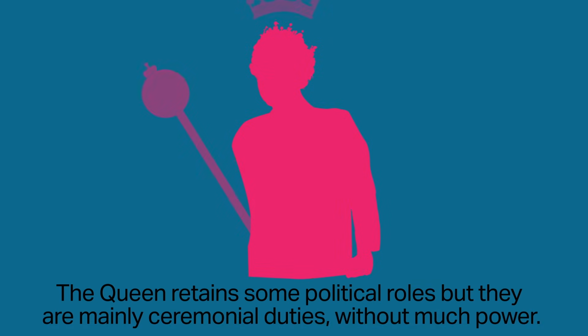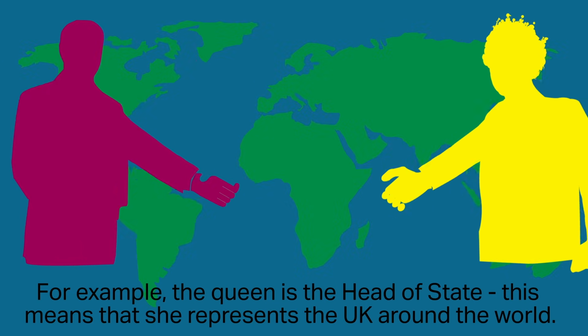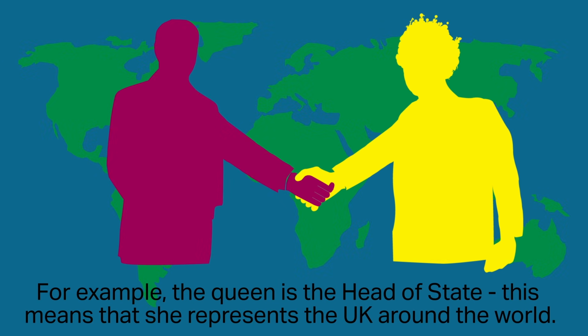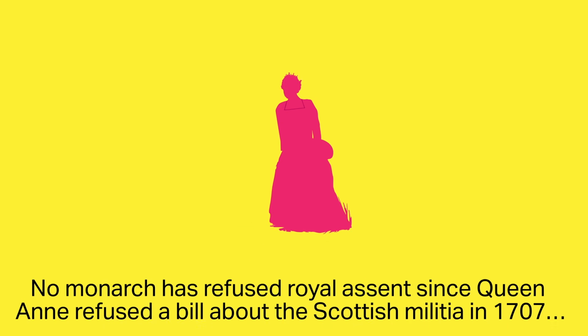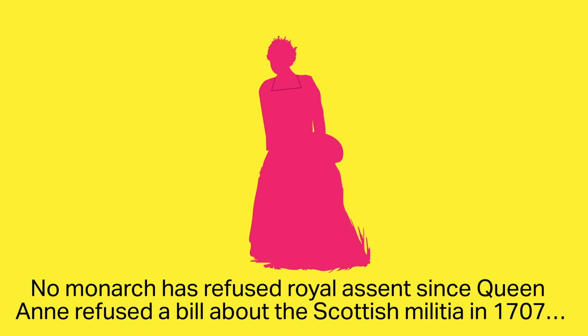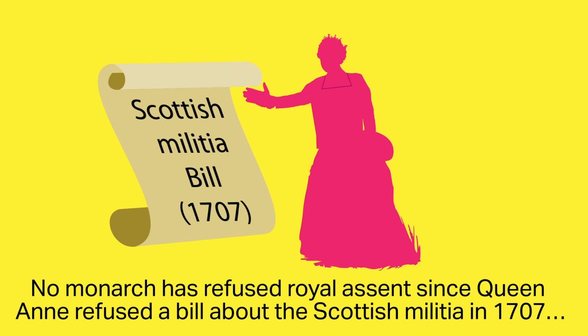The Queen retains some political roles, but they are mainly ceremonial duties without much power. For example, the Queen is the head of state. This means that she represents the UK around the world. She has to give royal assent on any bill that is passed by Parliament, though she's unlikely to say no. No monarch has refused royal assent since Queen Anne refused the bill about the Scottish militia in 1707.